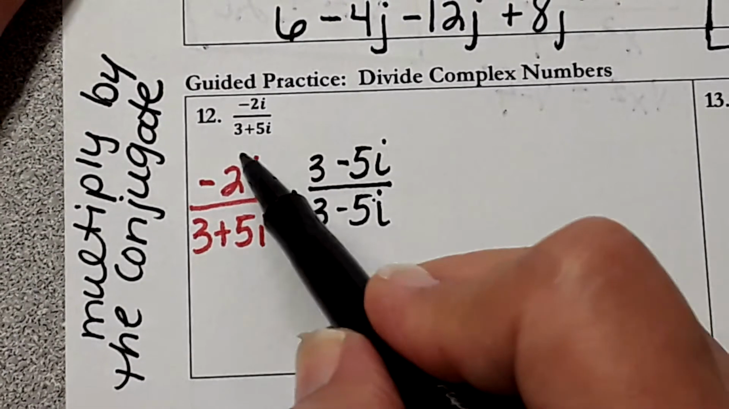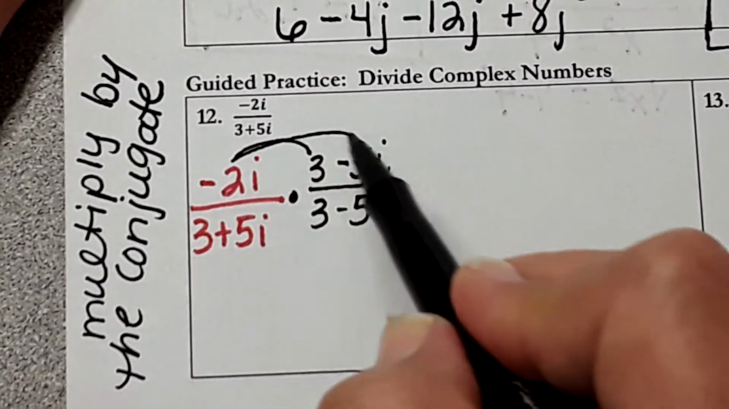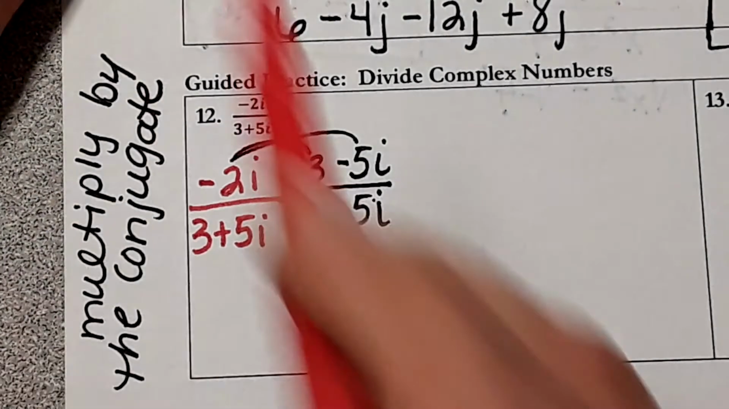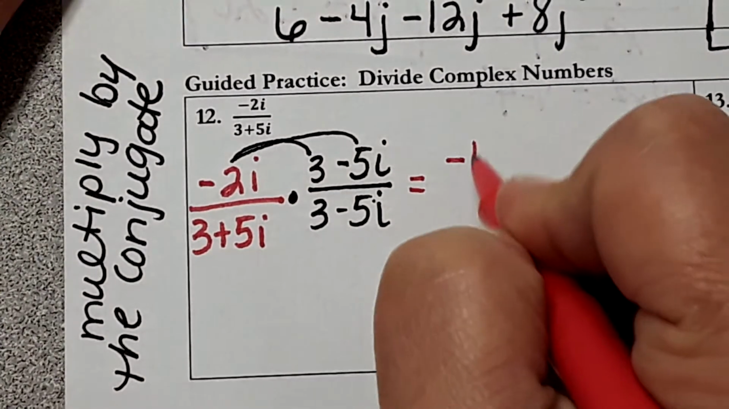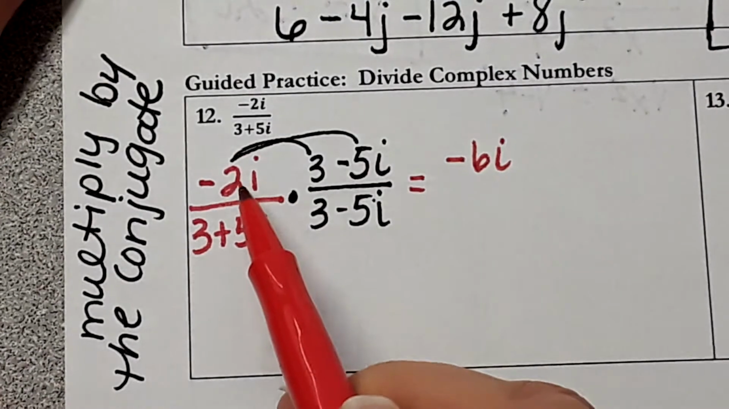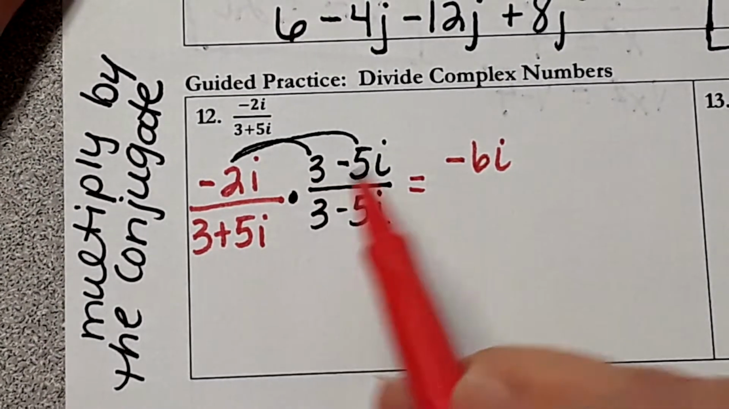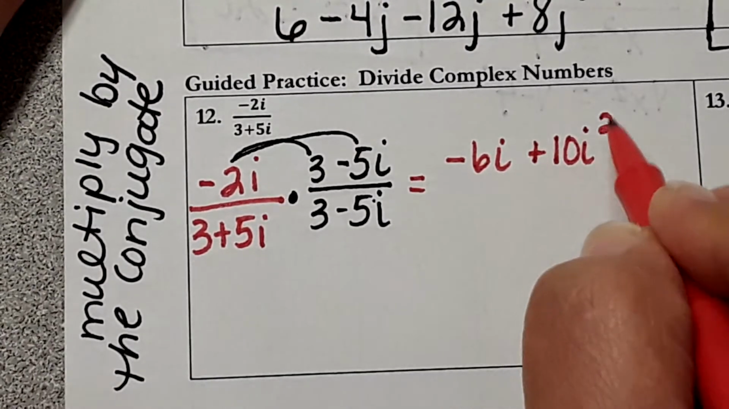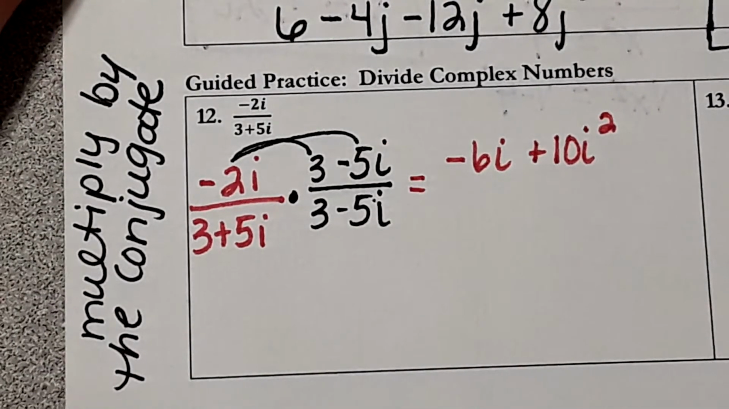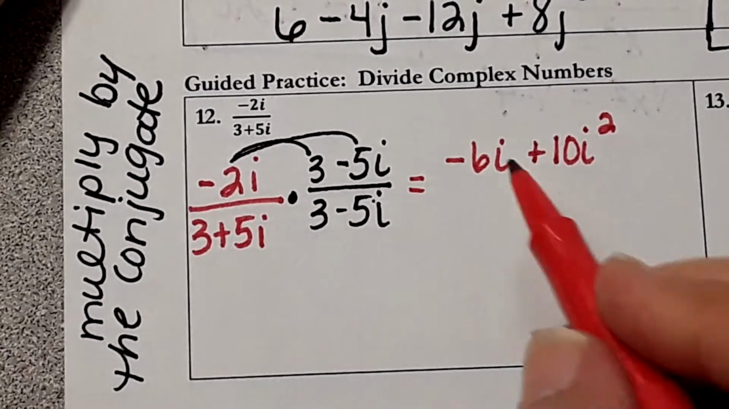So I'm going to do negative 2i times 3, and I'm going to do negative 2i times negative 5i. Well, negative 2i times 3 is negative 6i. Negative 2i times negative 5i is positive 10i squared. Yes, anytime you multiply an i times an i, you still get i squared.